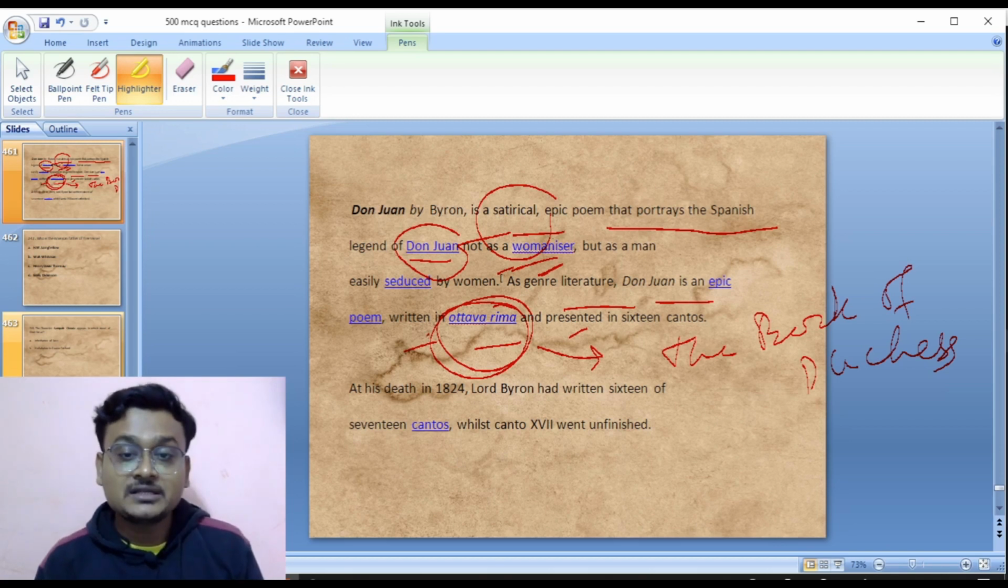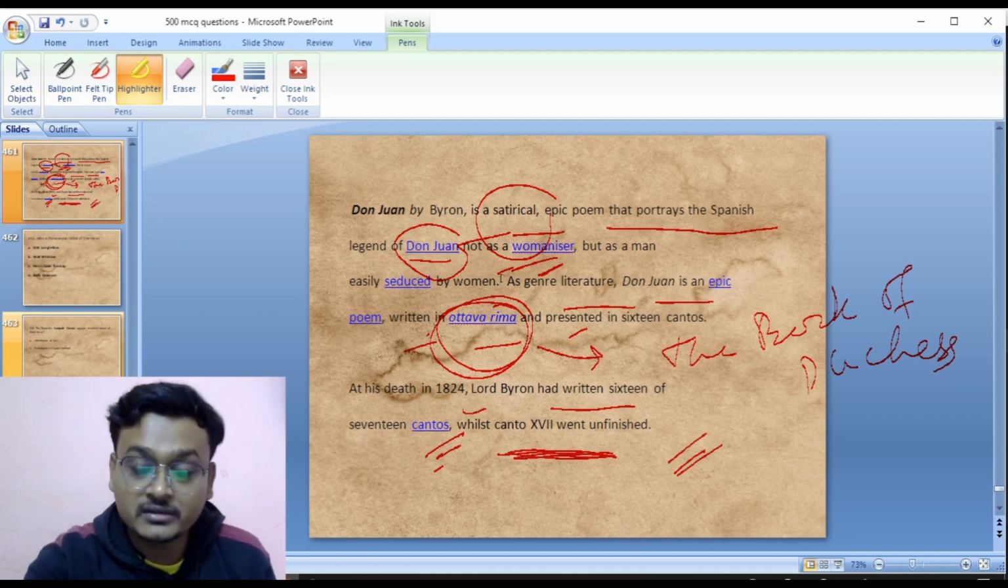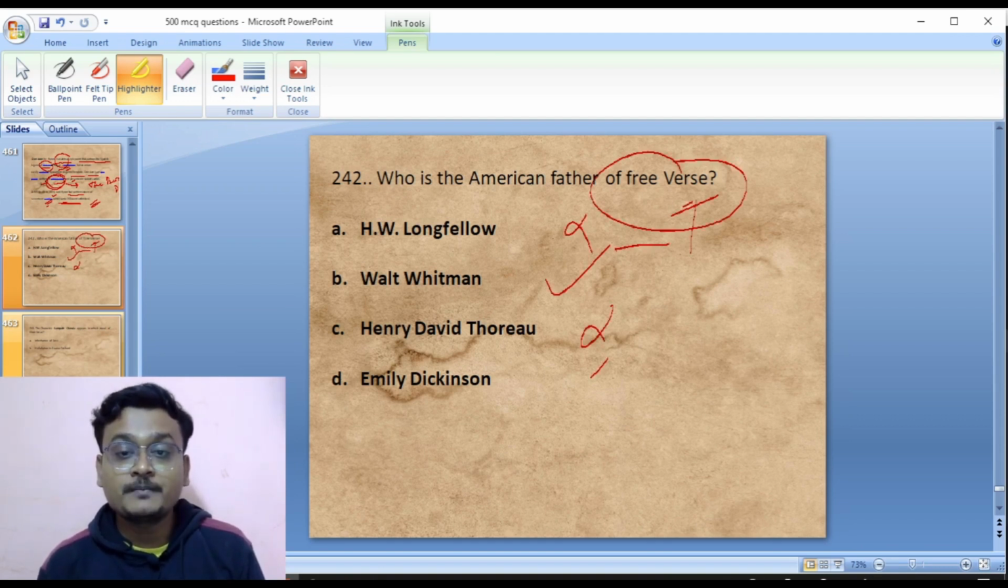At his death in 1824, Lord Byron had written 16 of 17 cantos, whilst canto 17 went unfinished. So it is an unfinished work. Who is the American father of free verse? The American father of free verse is Walt Whitman. So the father of free verse in American literature is Walt Whitman.